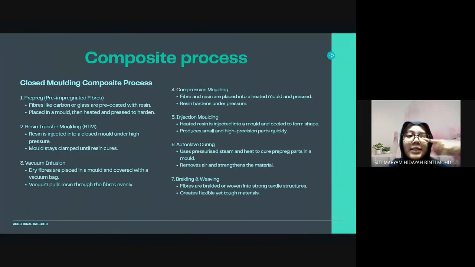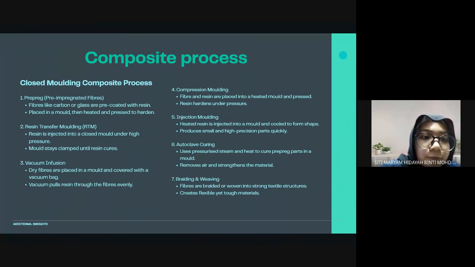The next process is the closed molding composite process. It has 7 steps, and the first one is pre-impregnated fibers, or we call it pre-preg. The fibers like carbon or glass are pre-coated with resin. It will be placed in a mold, then heated and pressed to harden.